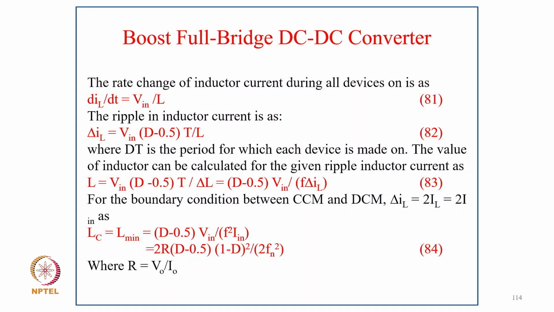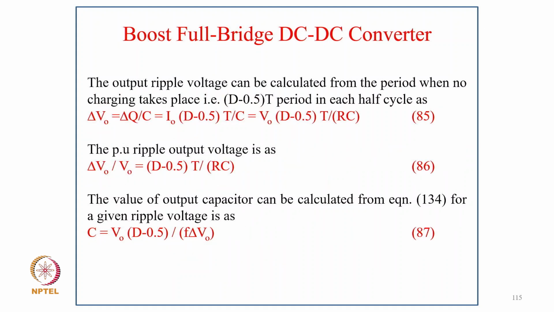For the boundary condition between CCM and DCM, delta IL equal to 2IL equal to 2 IO in, and LC equal to L minimum, that is in bracket D minus 0.5 R upon F, equal to 2R D minus 0.5 into 1 minus D square upon 2 Fn square, where R is V0 upon IO. The output ripple voltage can be calculated from the period when no charging takes place, that is D minus 0.5 T period for each half cycle. So delta V equal to delta Q upon C, that is I0 D minus 0.5 T upon C, or equal to V0 D minus 0.5 T upon RC. So the per unit ripple voltage delta V upon V0 is equal to D minus 0.5 into T upon RC.